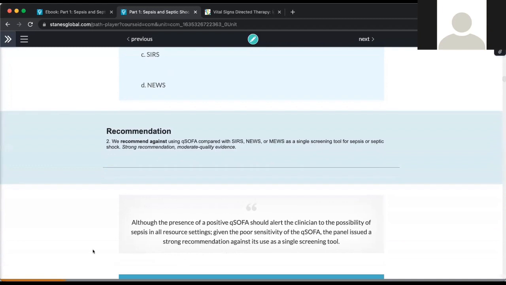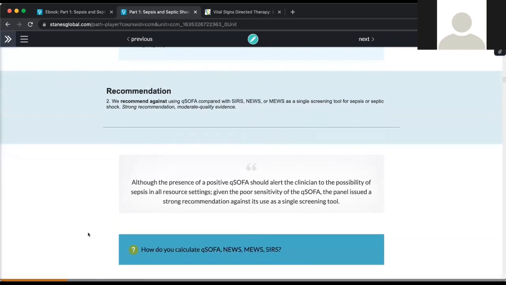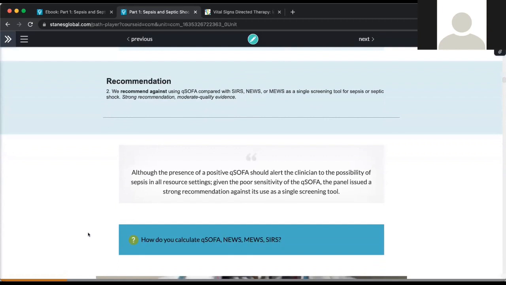So the reason they're saying not to use it now is that although a positive qSOFA should alert the clinician to the possibility of sepsis in all resource settings, it's poorly sensitive. So the panel issued actually strong recommendations against its use as a single screening tool. So it doesn't mean you can't use it. It just means you have to take into consideration other things that might be going on with the patient.